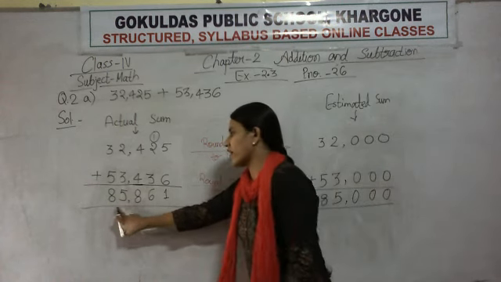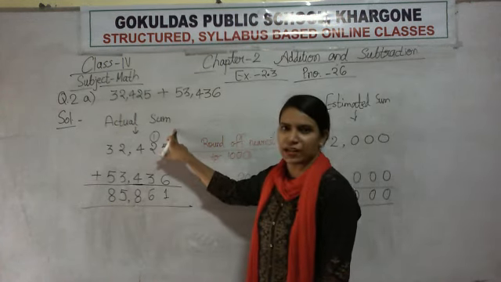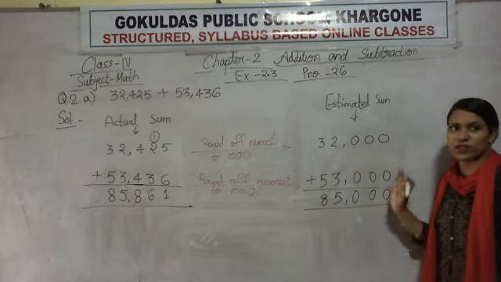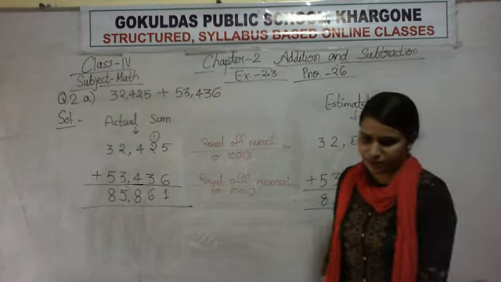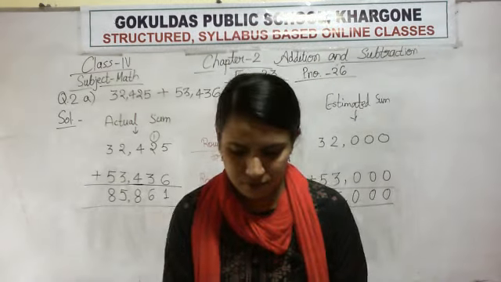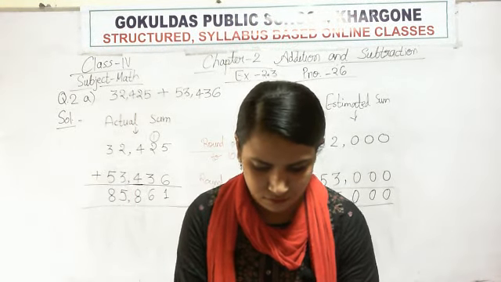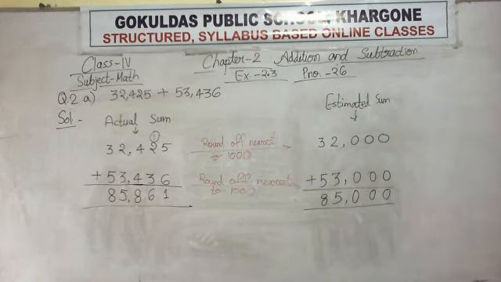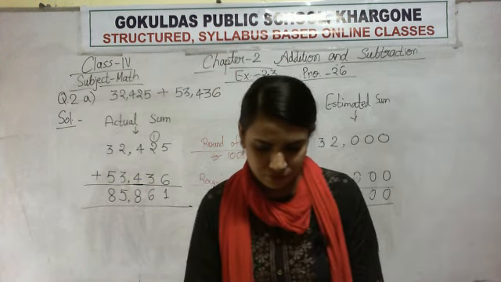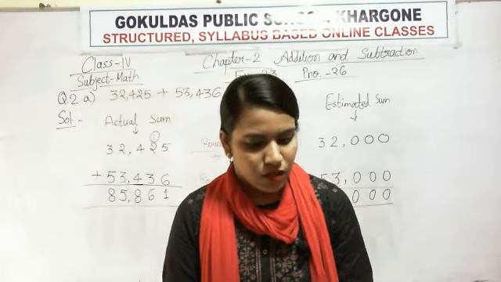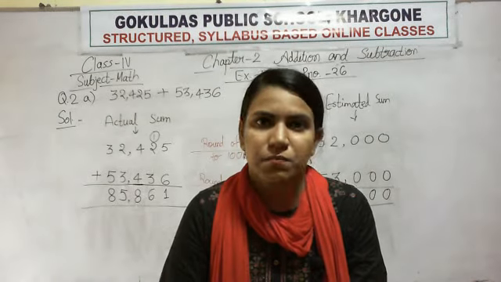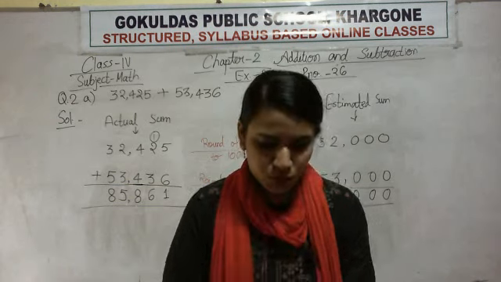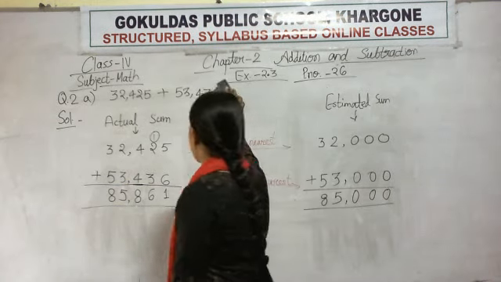Okay. So 85,861 is the actual sum and 85,000 is our estimated sum. Now B and C part is your homework. Let us do question number D or part D.